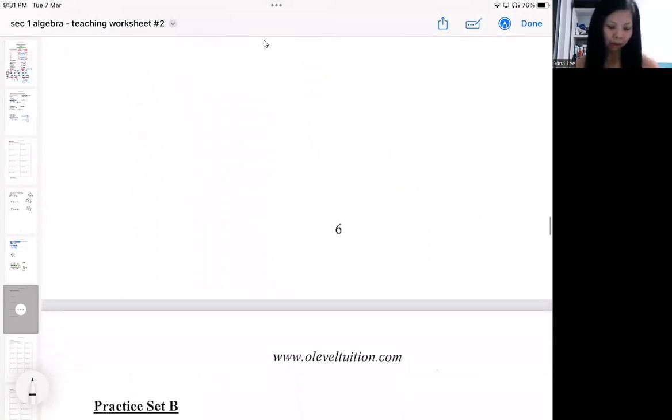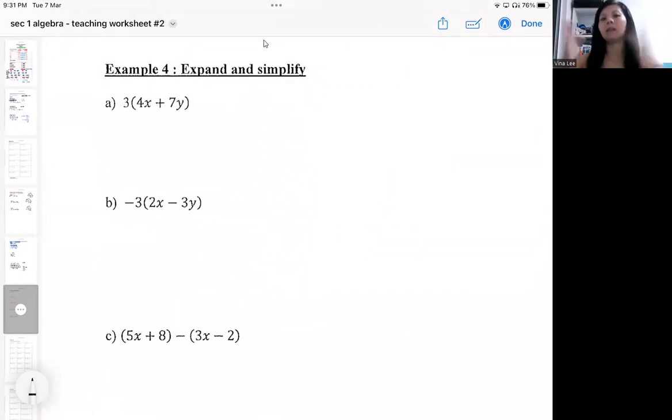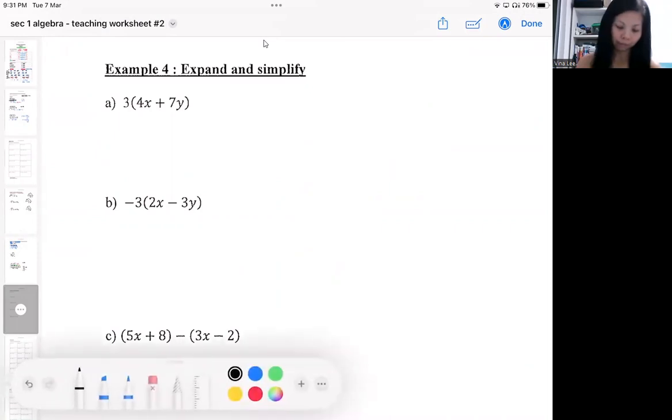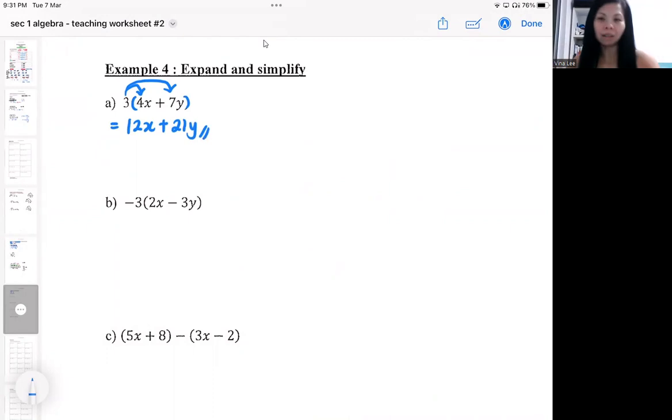Okay, by the end of this example, you should have a good understanding of what we mean by expand and simplify. Expand means the bracket disappears. Simplify means you add whatever you can. If you look at this question, there's only one bracket, so I can only expand. So I get a 12x, I get a positive 21y. I cannot simplify because there's nothing for me to simplify. X is x, y is y. I've got nothing to simplify, so leave it. So that's called expand.